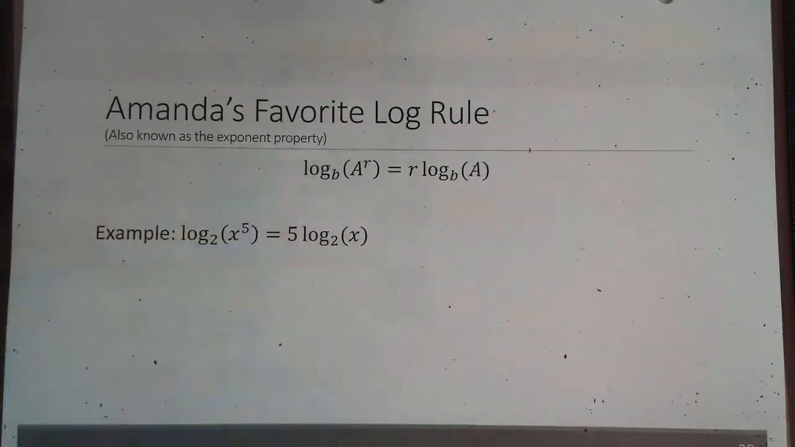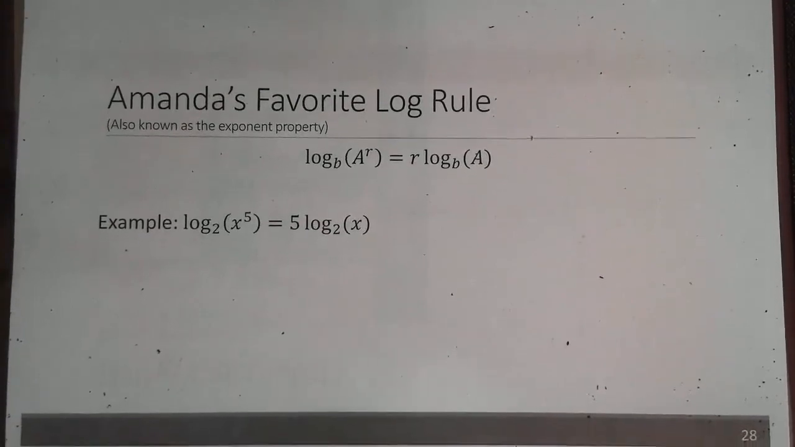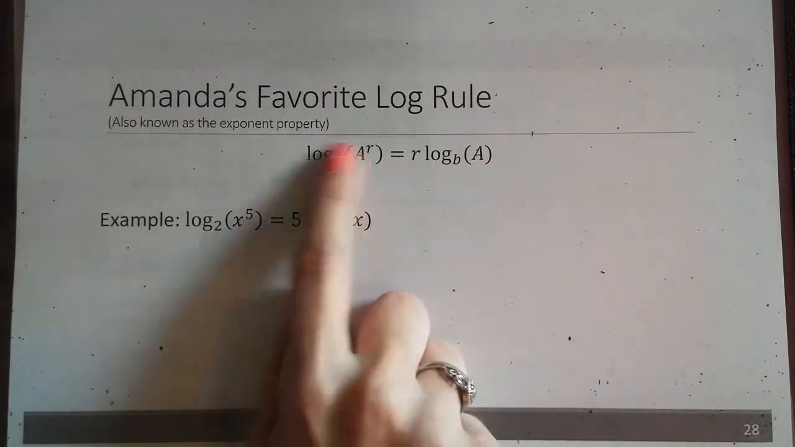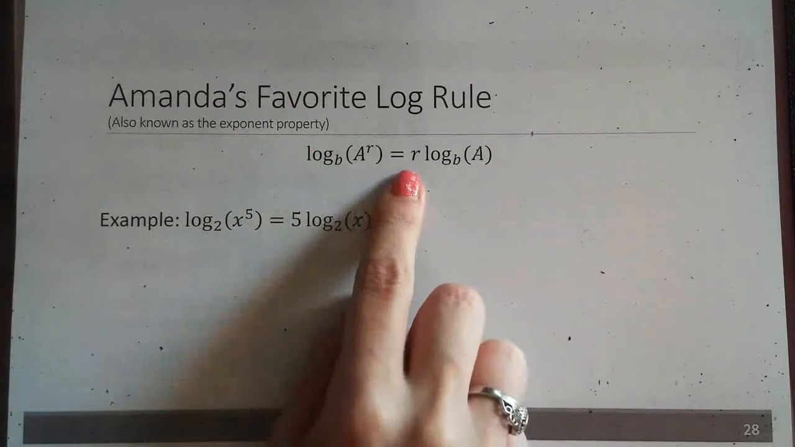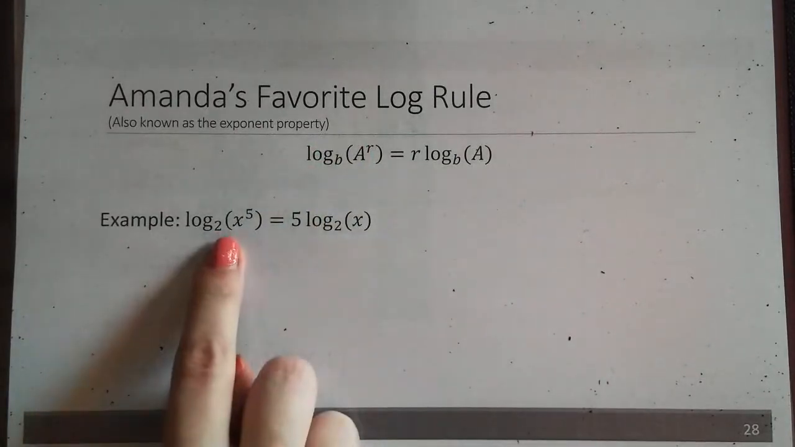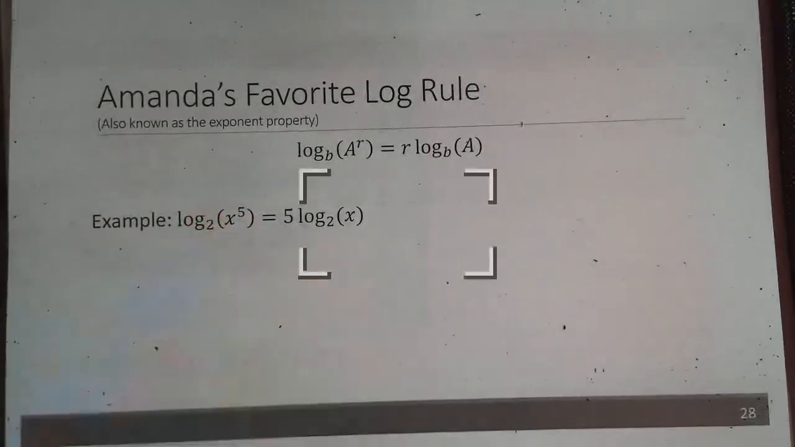So it's also known as the exponent property, at least when it comes to logarithms. What it says is log base b of a raised to the r power is equal to r times log base b of a. So if you have an exponent inside your parentheses, you can bring it out front as a factor and multiply it. So for example, if you're looking at log base 2 of x to the 5th power, you can bring that 5 out front and write it as 5 log base 2 of x.